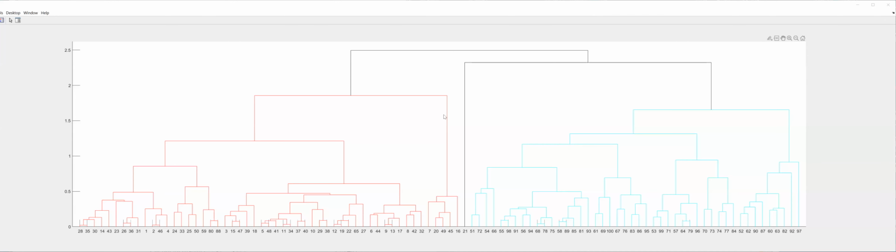Okay, this is the figure that you should get. Now I want you to notice that the first number on the x-axis is 28. The second number on the x-axis is 35. Can you see that these two numbers have one horizontal line between them? That horizontal line indicates the actual distance between these two data points, and that indicates these two data points are very close to each other.